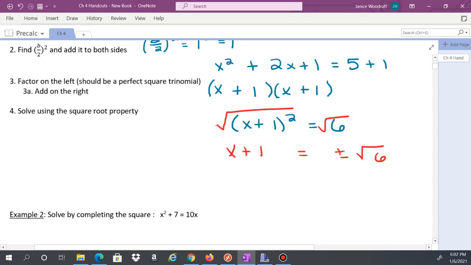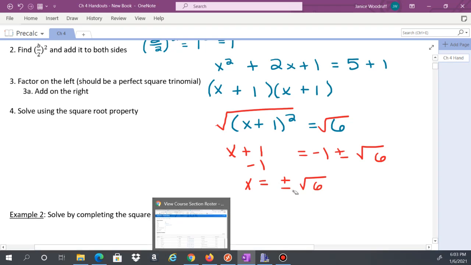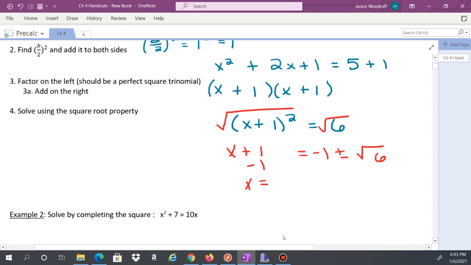Then the next thing we do is solve for x. I'm going to take this plus 1 and subtract it. Notice I left a little room over here. So I'm going to subtract the 1 from both sides, and put it in front of this plus or minus square root of 6. So it's going to give me x equals negative 1 plus or minus the square root of 6.